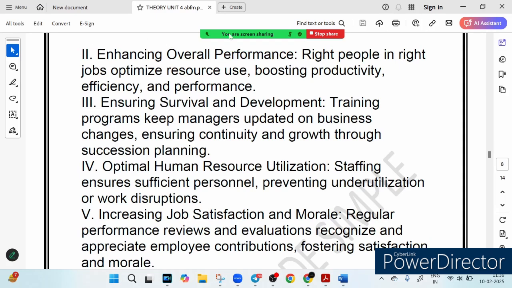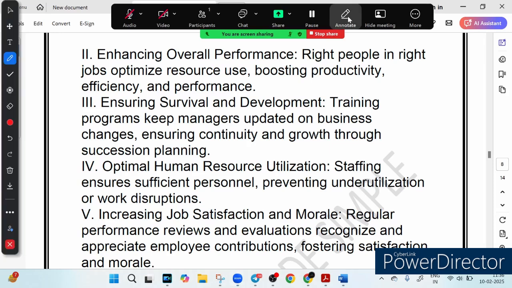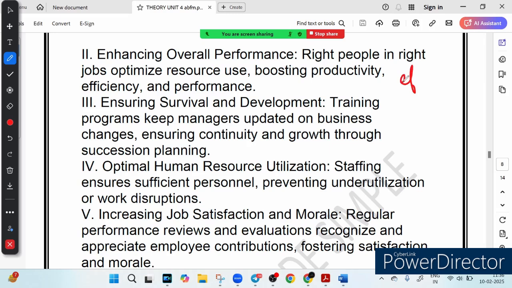Second thing is enhancing overall performance. You know that when the right people are in the right job, work becomes efficient. So that is called work is done efficiently, right? It is like fitting the perfect puzzle piece. Then we have ensuring survival and development. You know that staffing ensures continuity. Here is the keyword. Staffing introduces what we call continuity. Let me write it down. Staffing ensures this continuity, right, by training employees for future roles. This helps companies stay prepared for changes and challenges both.